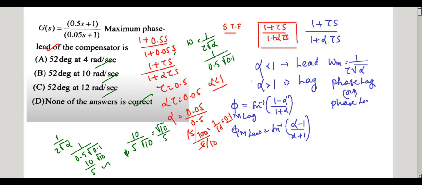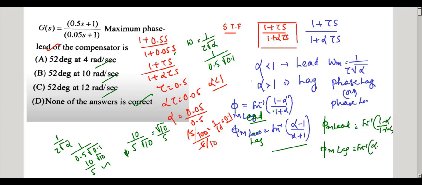Okay. So for lead, here for the adjustment, phi max of a lead compensator is sin inverse of (1 minus alpha) by (1 plus alpha). For lag, it is the reverse. Phi max lead equals sin inverse of (1 minus alpha) by (1 plus alpha). Phi max lag equals sin inverse of (alpha minus 1) by (alpha plus 1). Okay, the answer is right. So option D is the correct answer.